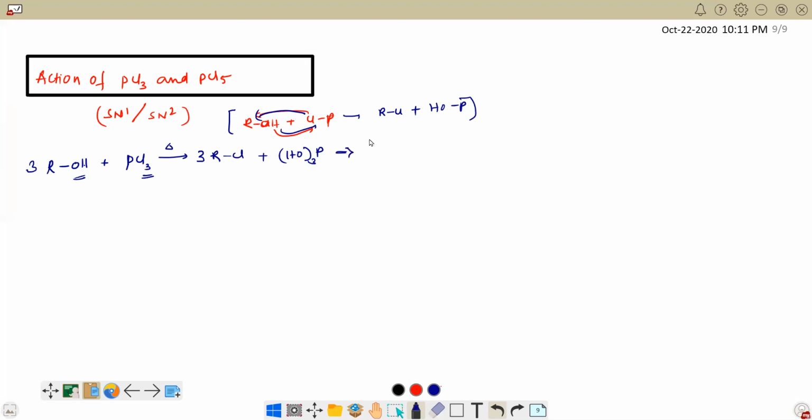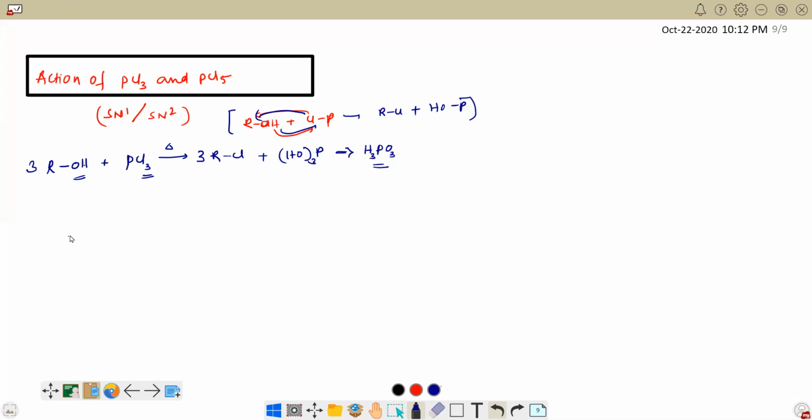Sir, what if R is tertiary? Then Cl will follow Markovnikov rule? It is not an addition reaction. It is substitution. Don't apply Markovnikov rule here. Only in the case of addition reactions do we apply Markovnikov rule. So this we can write as H3PO3. If you want to write the mechanism, I'll give one step.